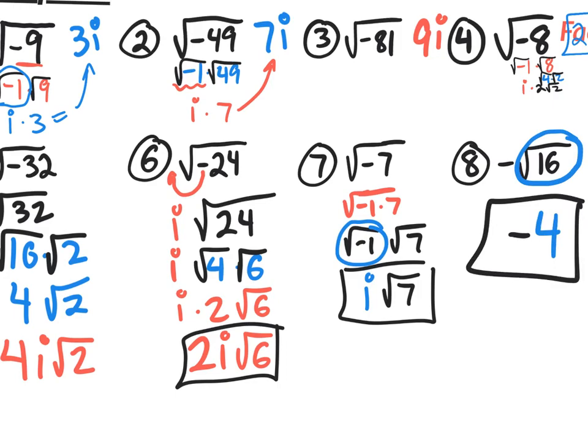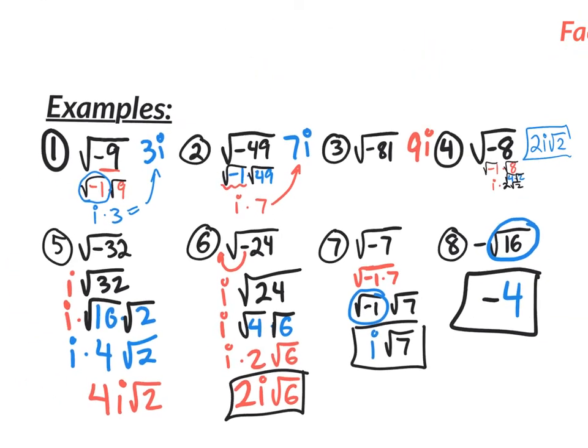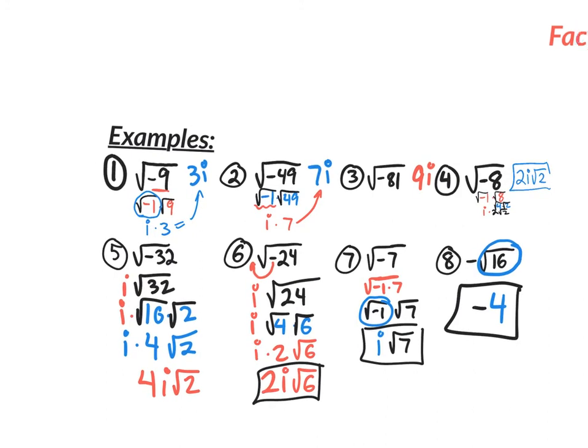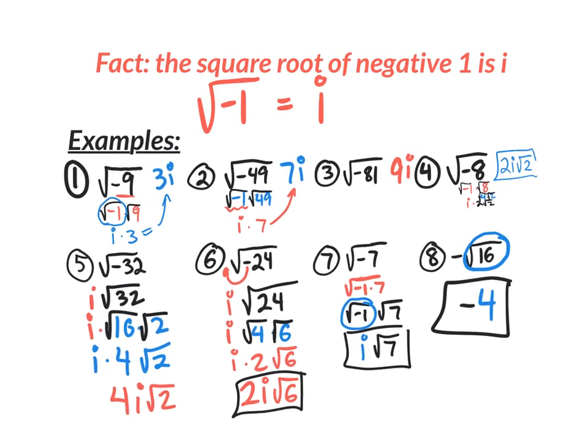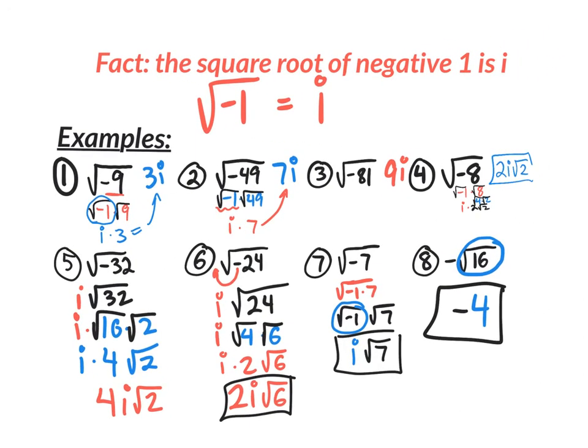Okay? So, this is a somewhat smaller video on imaginary numbers. And imaginary numbers come from the square root of negative 1. And we're going to pick up on the next video with the next topic, which is simplifying square roots that have fractions in them.